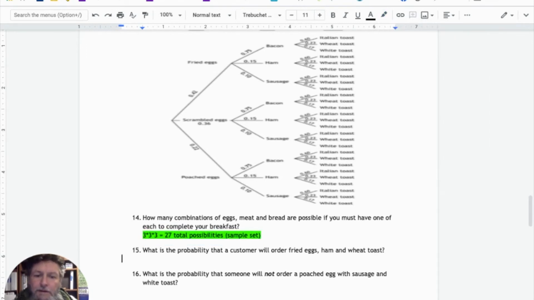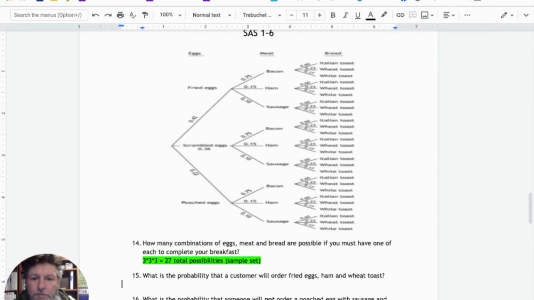What is the probability that a customer will order fried eggs, ham, and wheat toast? So what is the percentage of fried eggs? That's 0.42. We're going to put that in as part of our 0.42 times ham. The percentage of ham is 0.15, and we're going to multiply the probability of getting wheat toast. Wheat toast is 0.23. So we just have to multiply through that to find our answer.